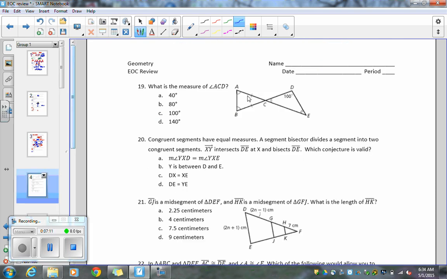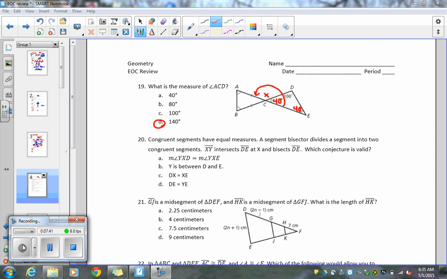All right, question number 19. What is the measure of angle ACD? Based off this information here, my triangle with its 100, these two angles are congruent, and a triangle equals 180 degrees. So I know that this right here is 40 degrees, and this right here is 40 degrees. Now I'm looking for this angle right here. If this is 40 degrees, moving it over here is a total of 180 because it's a straight line. The answer is D.